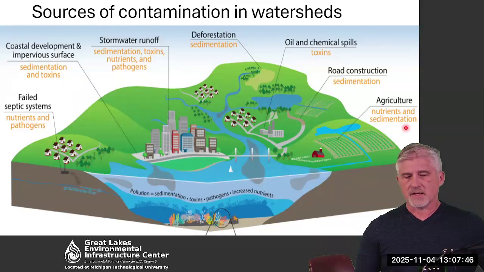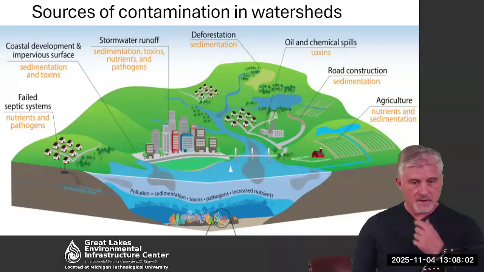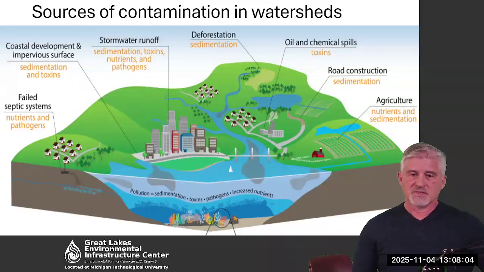Agriculture potentially adds nutrients, could be from chemicals added, could be from farms that have animals on them. Sedimentation is a concern anytime we do things that upset the natural vegetation: deforestation, road construction, agriculture. All of those have the potential to do that.